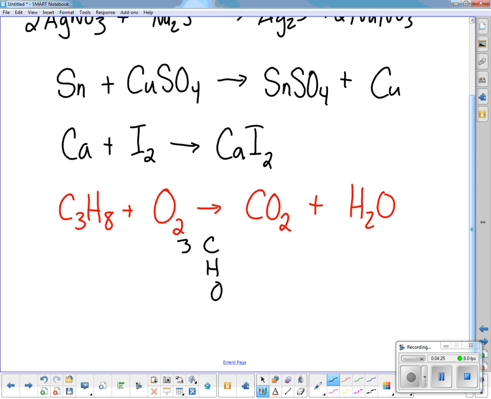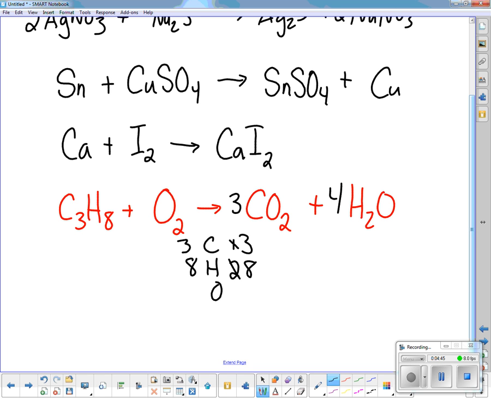On the left, there are 3 carbons. On the right, there is 1. So I'm going to need to put a 3 there to change that to a 3. On the left, there are 8 hydrogens. On the right, there are 2. What do I need to do to fix that? Times it by a 4. Good. That makes it 8.